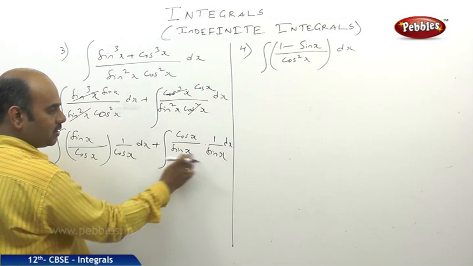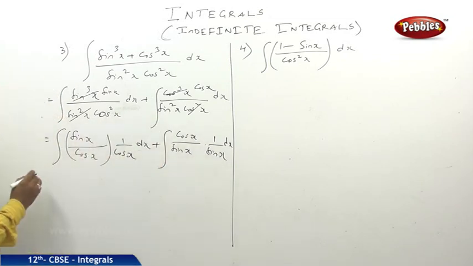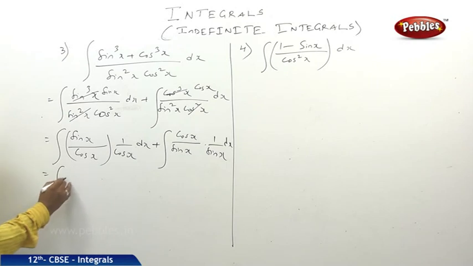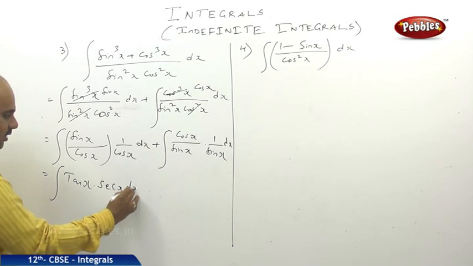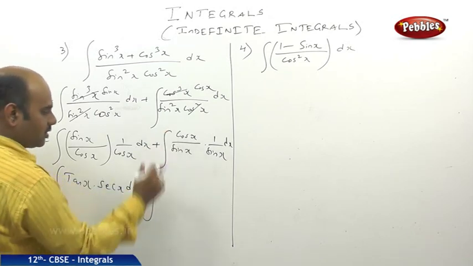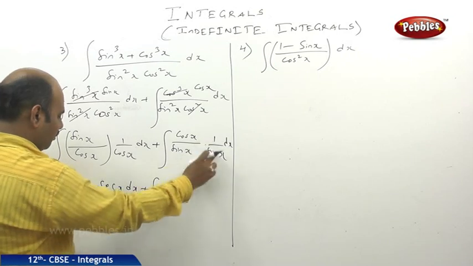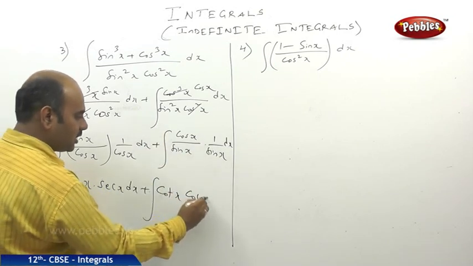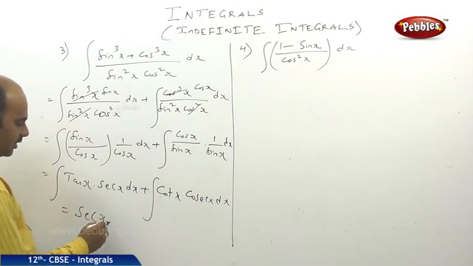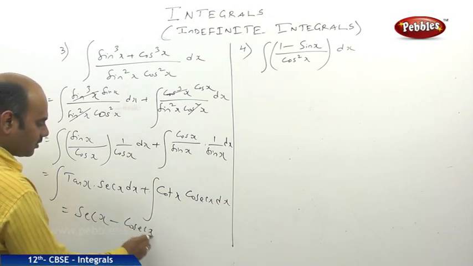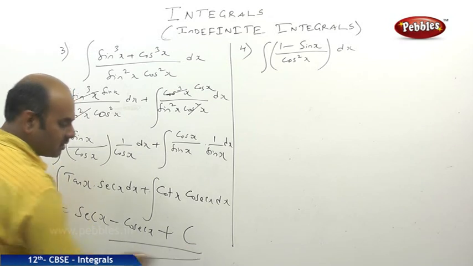Now I think it is clear, sin x into sin x is sin square x. So finally it reduces to sin x by cos x, which is nothing but tan x, and 1 by cos x is nothing but secant x dx, and here also cos x by sin x is nothing but cot x, 1 by sin x is nothing but cosecant x dx. So friends, now again we got our formula. We should remember the basic formula: integral of secant x tan x is always secant x, and integral of cot x cosecant x is always nothing but minus cosecant x, finally plus c.